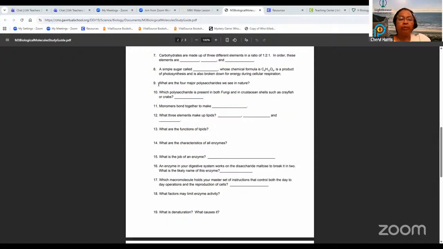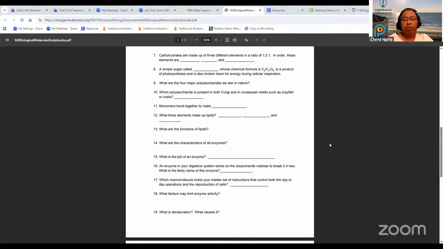Number 9. What are the 4 major polysaccharides that we see in nature? Polysaccharides are bigger sugars. Sucrose is table sugar, and that's just a disaccharide, but you can list that as one. Anybody have an answer for what the other 3 are? Let me let y'all talk to me for a little while. I'm doing too much talking.